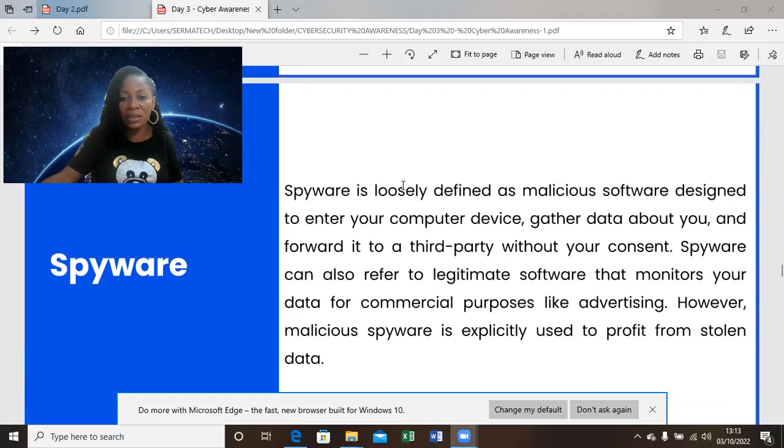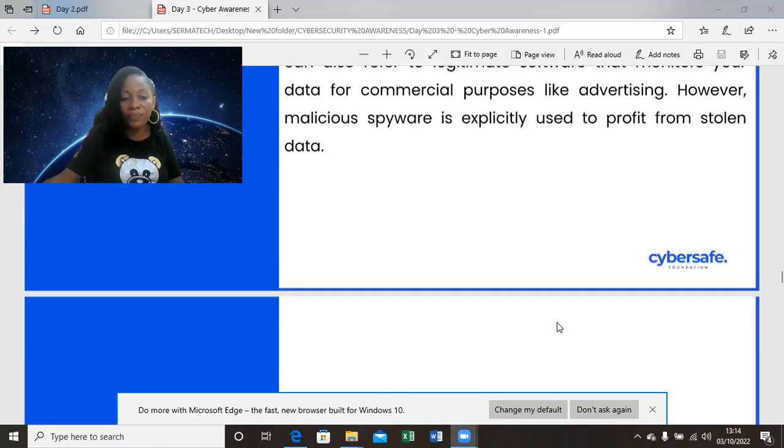Next, we have the spyware. This is loosely defined as malicious software designed to enter your computer device, gather data about you, and forward it to a third party without your consent. Spyware can also refer to legitimate software that monitors your data for commercial purposes like advertising. However, malicious spyware is explicitly used to profit from stolen data. This kind of malware comes into your system and gathers data about it, be it financial data or whatever form of data, and then forwards it to a third party without your consent, without even your knowledge.